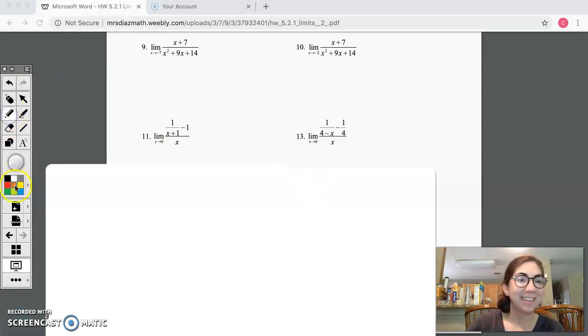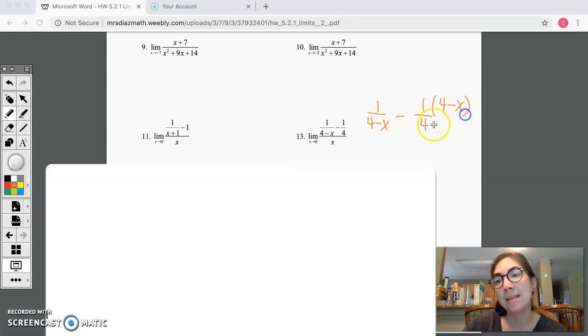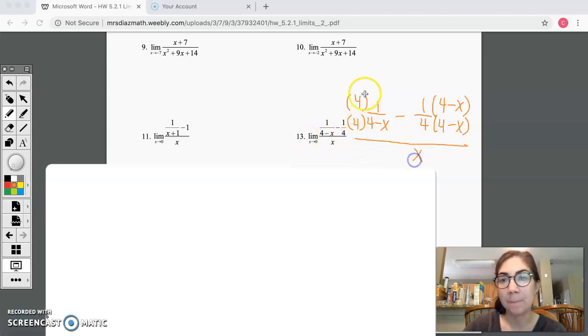Okay, let's try 13. All right, the first thing you want to do, 1 over 4 minus x minus 1/4. First thing you want to do is get a common denominator. So I'm going to multiply this one by 4 minus x over 4 minus x, and I'm going to multiply this one by 4 over 4, because we need a common denominator for these fractions. Remember, this is all over x.